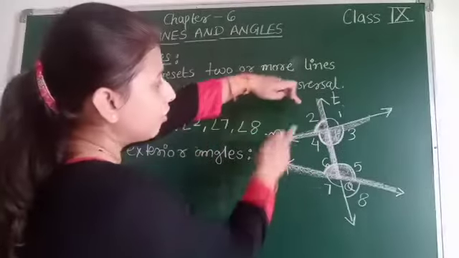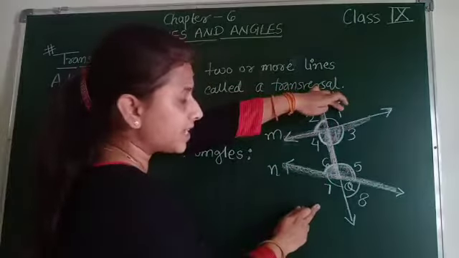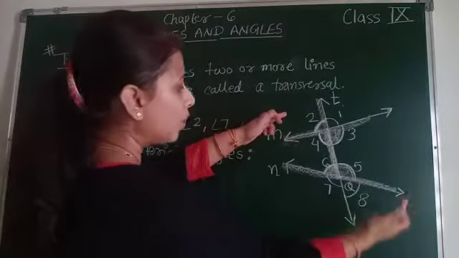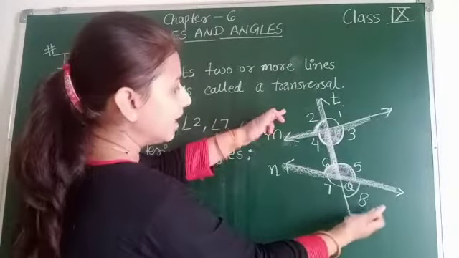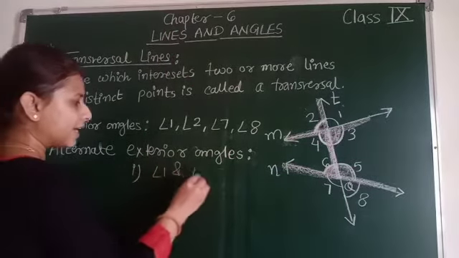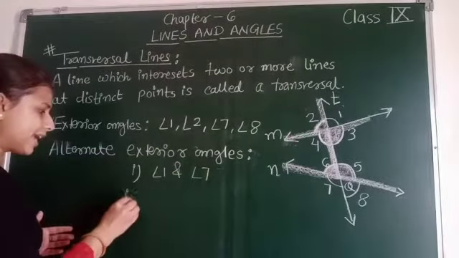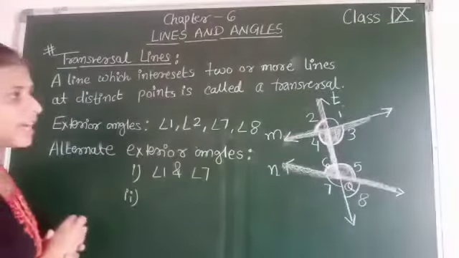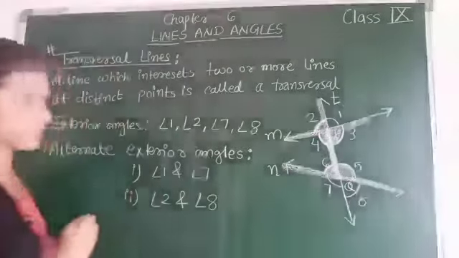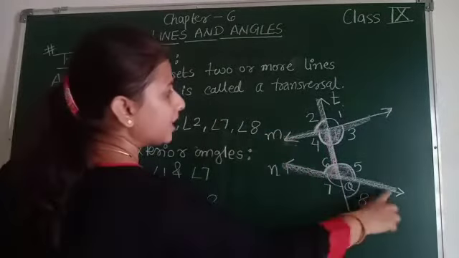Obviously, student, for this angle 1, which one will be the alternate exterior angle? Yes, angle 7. And for this angle 2, which angle will be alternate? Angle 8. So angle 1 and angle 7 are alternate exterior angles, and the second pair of alternate exterior angles is angle 2 and angle 8. Here also you can check that the Z alphabet is forming.